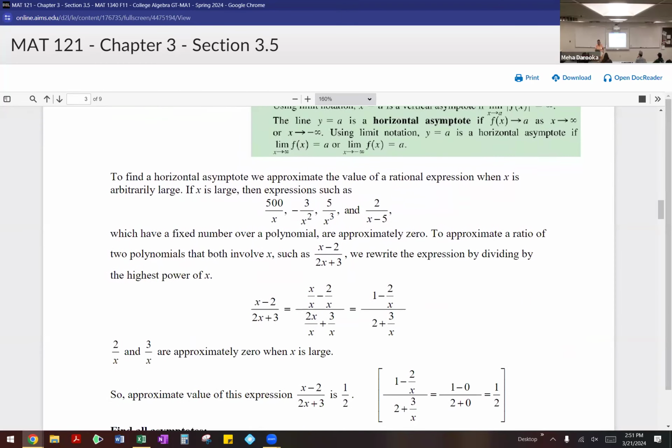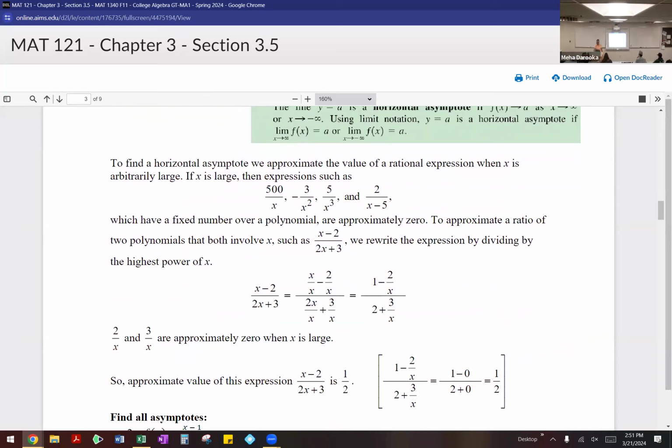All right, guys, let's talk about how to find a horizontal asymptote. So if you have a function that has this format, where you have a constant number on the top and the x is on the bottom. So you'll see there's no x on the numerator. All the x's are on the denominators. You have 500 over x, 3 over x squared, 5 over x cubed, or 2 divided by x minus 5. If that is your format, guys, for the function, your horizontal asymptote is always going to be at 0. Because the value of your function is approximately equal to 0 as your x gets really, really large.